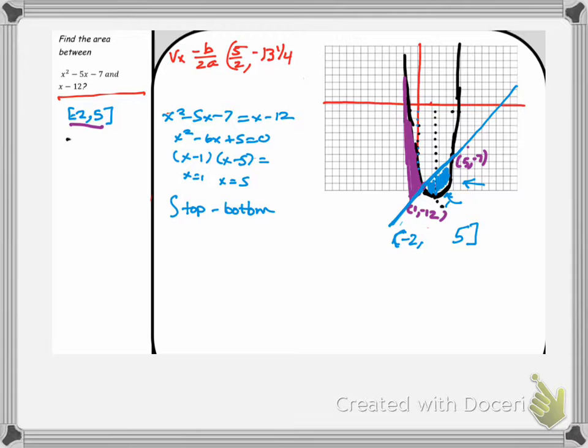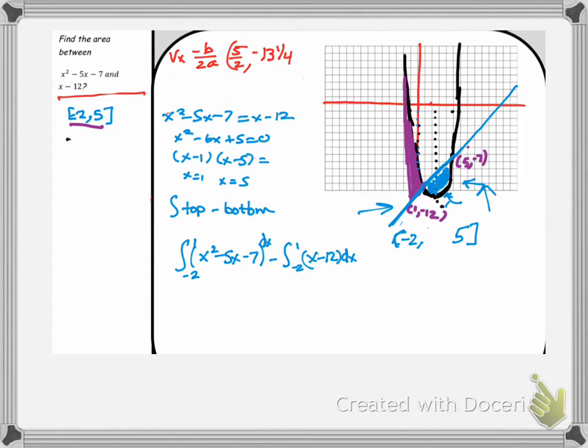So we just have to divide it up. All this would be very easy to get these numbers with a calculator. It's just a little harder, but we found the intersections. That's what we needed. So here we go. From negative 2 to 1, the first intersection, on the top is the parabola. So that would be x squared minus 5x minus 7, and then you would subtract the bottom, which is x minus 12, and these are dx.